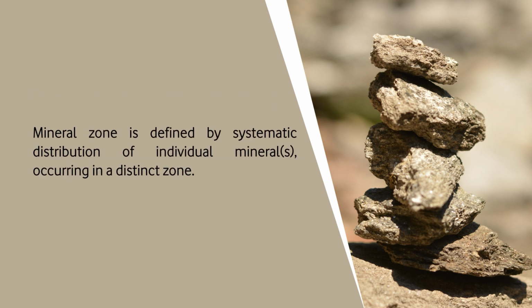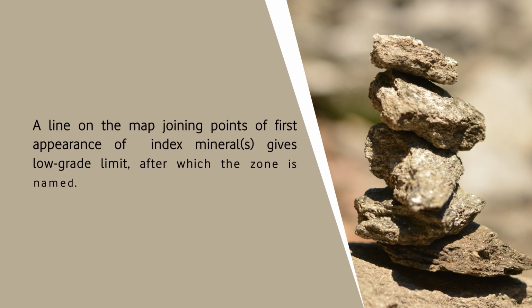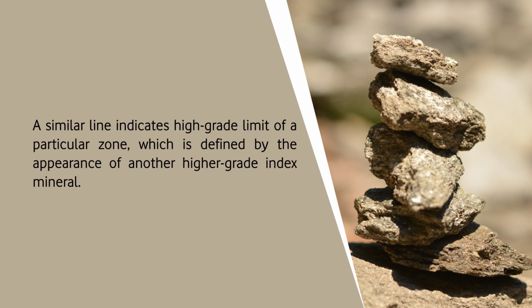A mineral zone is defined by the systematic distribution of an individual mineral or minerals occurring in distinct zones. A line on the map joining points of first appearance of an index mineral or minerals gives the low grade limit, after which the zone is named. A similar line indicates the high grade limit of a particular zone, which is defined by the appearance of another higher grade index mineral.